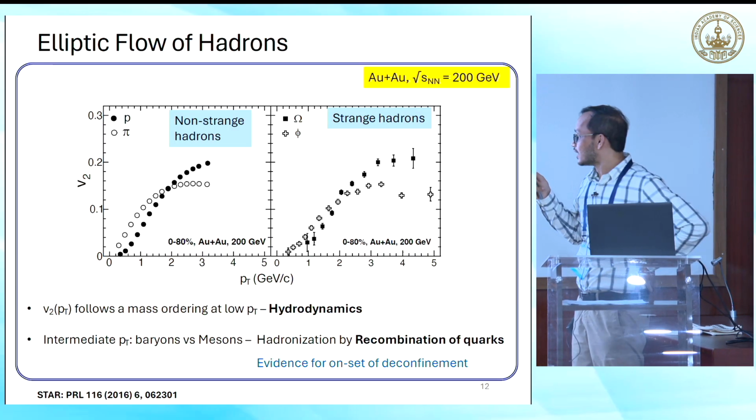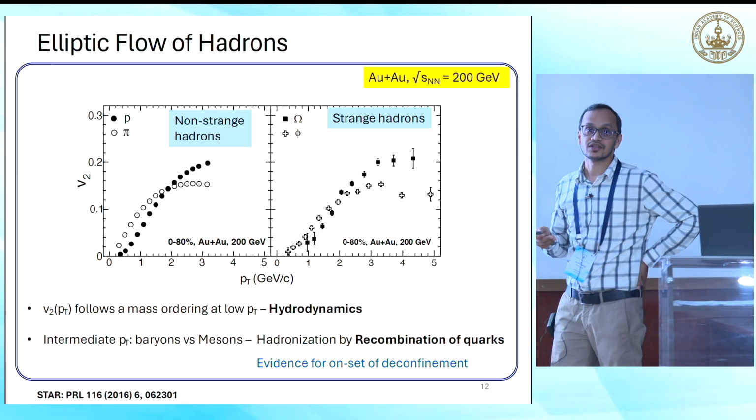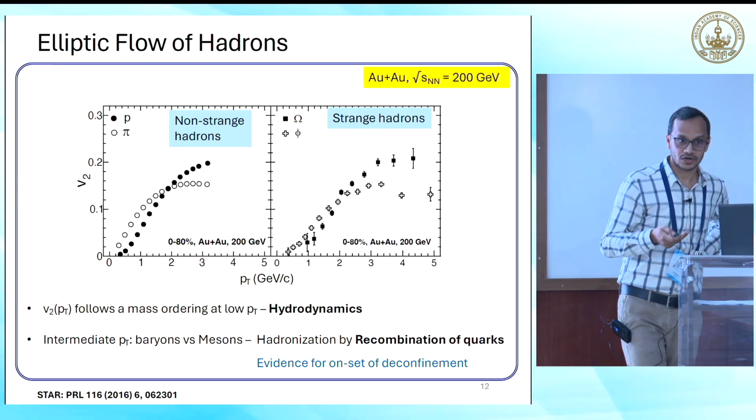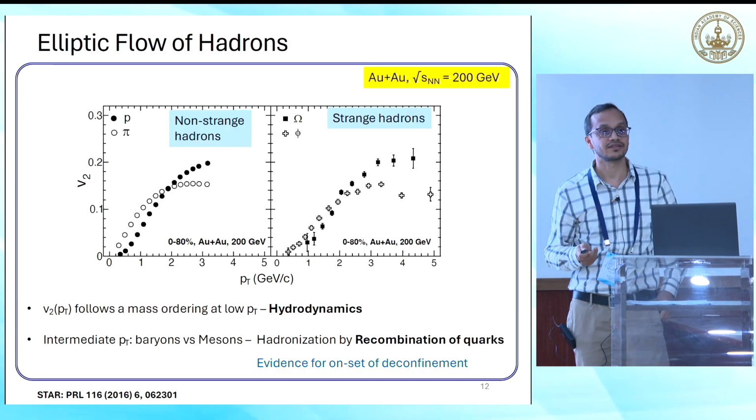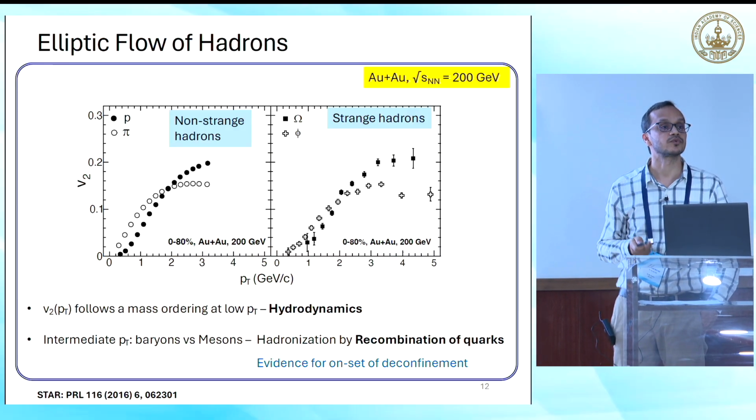If there is no QGP, then there is no question of hadronization through quark coalescence. So this particle type dependence, or baryon-meson separation, we can say is evidence for the formation of Quark-Gluon Plasma.